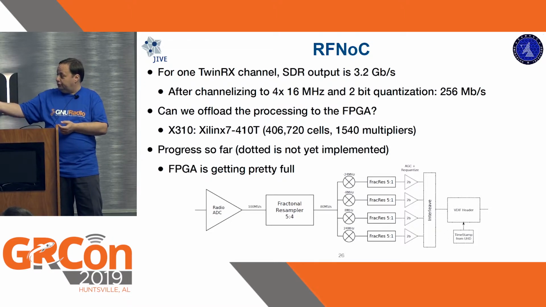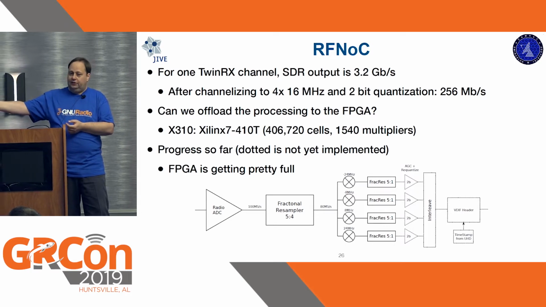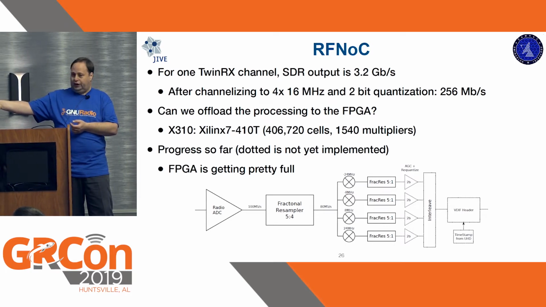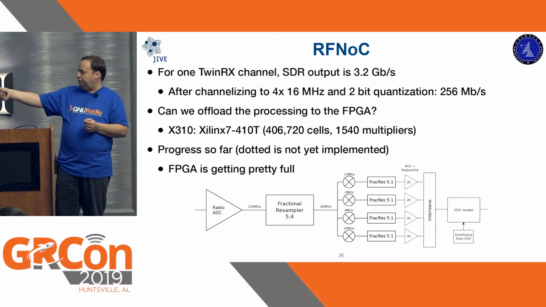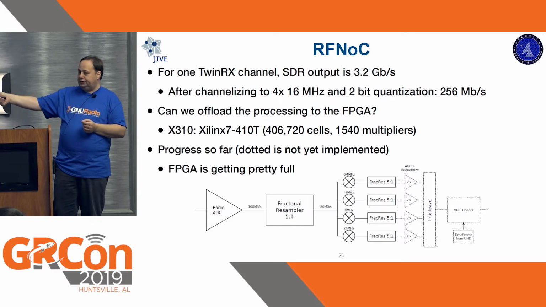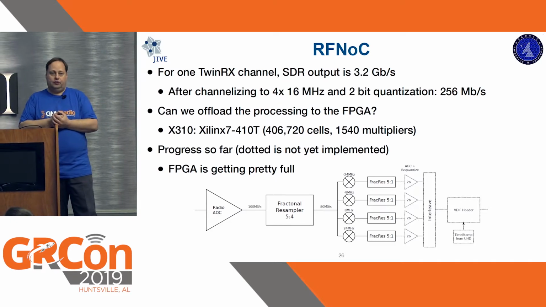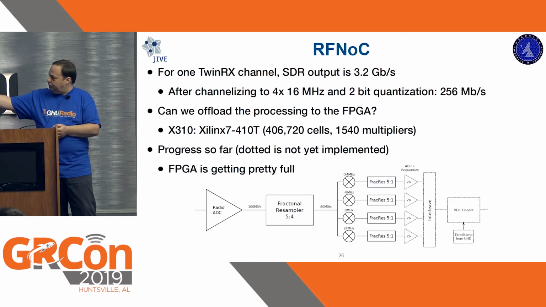So this is the progress so far. This is the block that's already in there that gives you your samples out of your AXI stream. And then I wrote a fractional resampler, 5 to 4, to go from 100 megasample to 80. And then I made 4 DDCs that have a 5 to 1 resampler after them, so that I would have 4 streams of 16 megasamples each. Then I wanted to 2-bit quantize them and interleave them, get the timestamps on it.